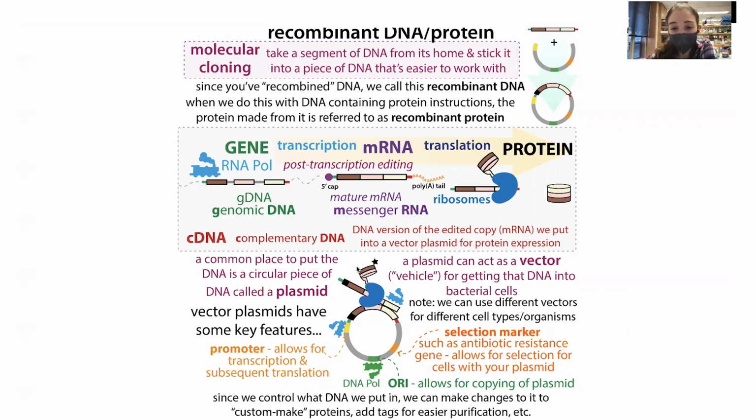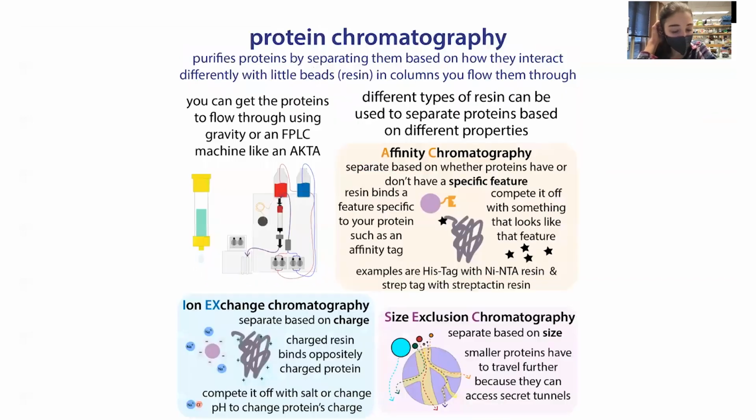Typically you'll put this tag, and then you'll have a cleavage site for a site-specific protease like TEV or PreScission protease. So you can then cut this tag off when you're done with it. But typically you want to keep that tag on for your first step of protein chromatography.